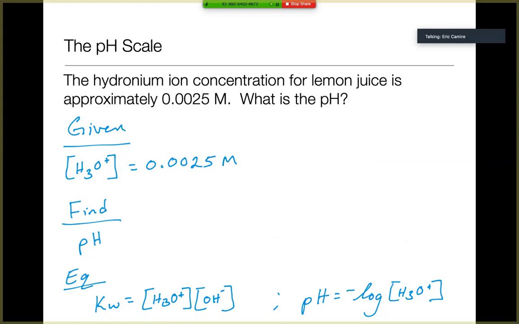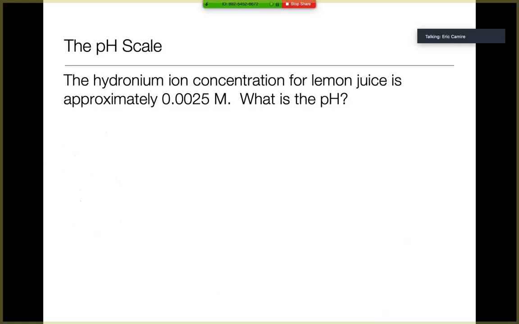I got 2.6. I agree. So let me wipe this. I do agree it's 2.6. So I just want to show you real quick how you would do it. Hopefully everyone got to the same answer, right?